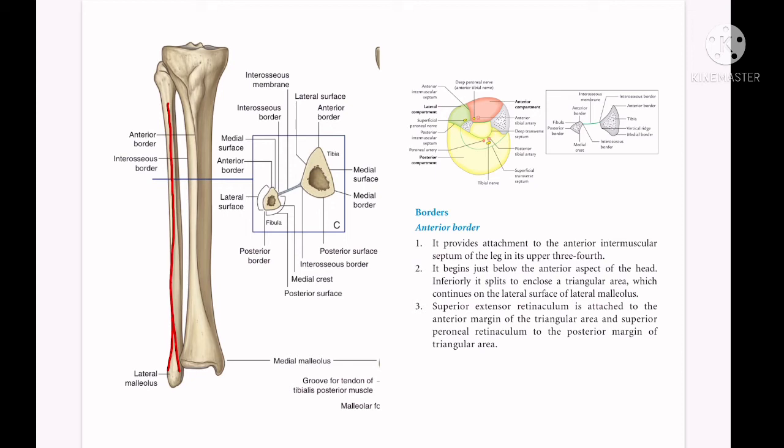So this is the lateral malleolus, this is the lateral surface of lateral malleolus. So this triangular area, which is enclosed by the splitting anterior border, continues downwards as the lateral surface of lateral malleolus, that being the anterior border.